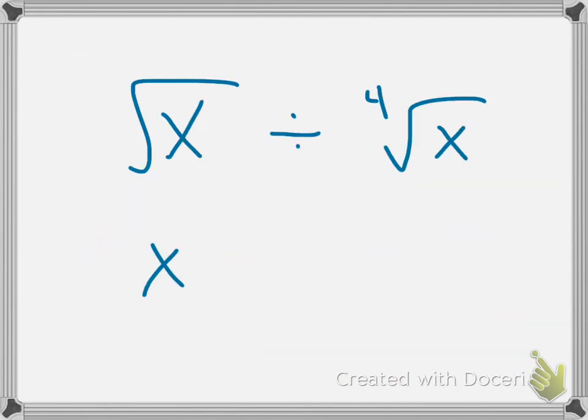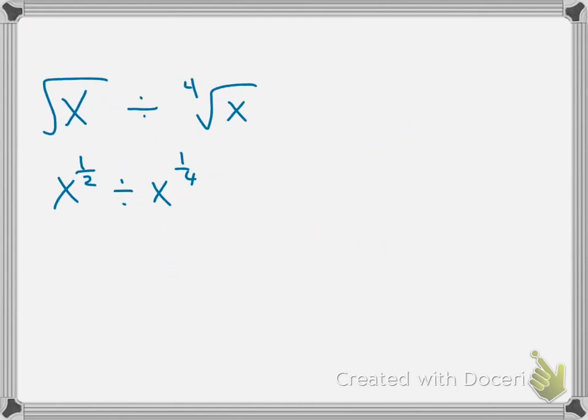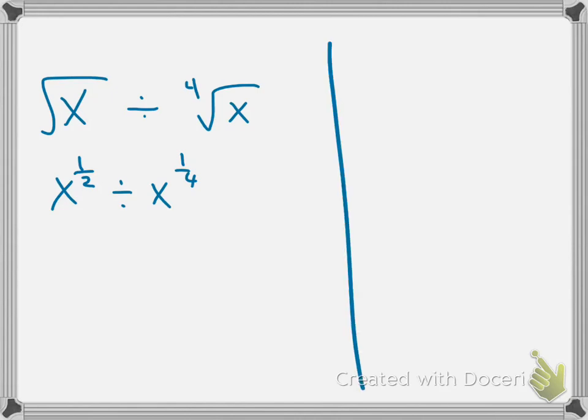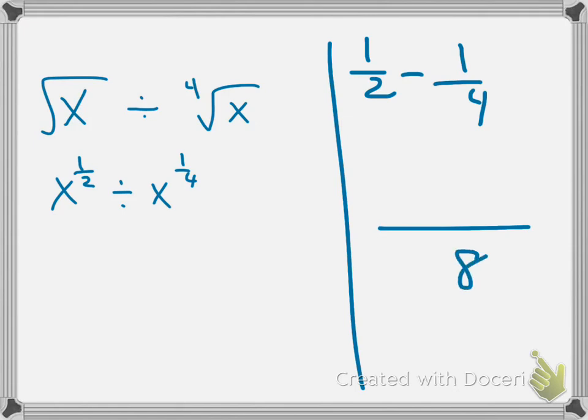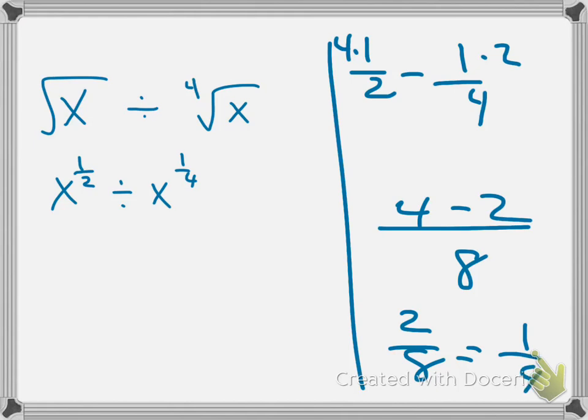This is x to the what power? X to the half. Yes. And we're dividing x to the 1/4. Okay. So then we're going to subtract and find a common denominator. Very good. We're going to take a little detour. This is going to be 1/2 minus 1/4. Common denominator is 8. So it's going to be the same thing that we had before, 8 and 4 and 2. And so then it's going to be 2/8, and then that can reduce to 1/4. All right. So this is going to be x to the 1/4.